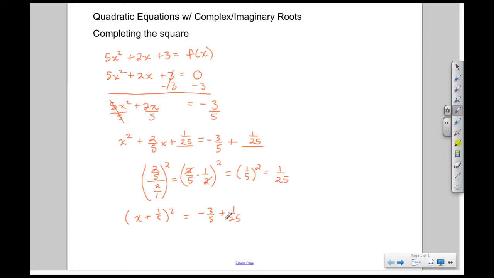Before I can add these two fractions here, they must have a common denominator, and I see that for 3/5, if I multiply both the numerator and denominator by 5, I end up with 15/25, and again it's also going to be negative because that's what I'm starting with. So here I have -15/25 minus 1/25, and I rewrite the left hand side. Alright, now I'm going to continue up here.